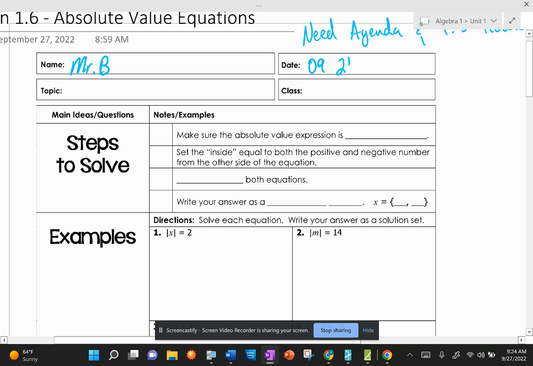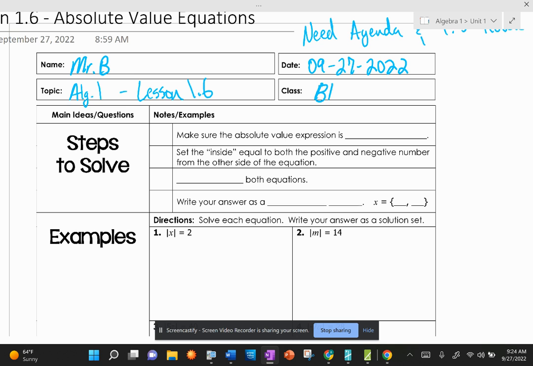All right, guys. Today's the 27th. Make sure you get your dates on your notes. This is lesson 1.6. This is B1. We are talking about absolute value equations today.